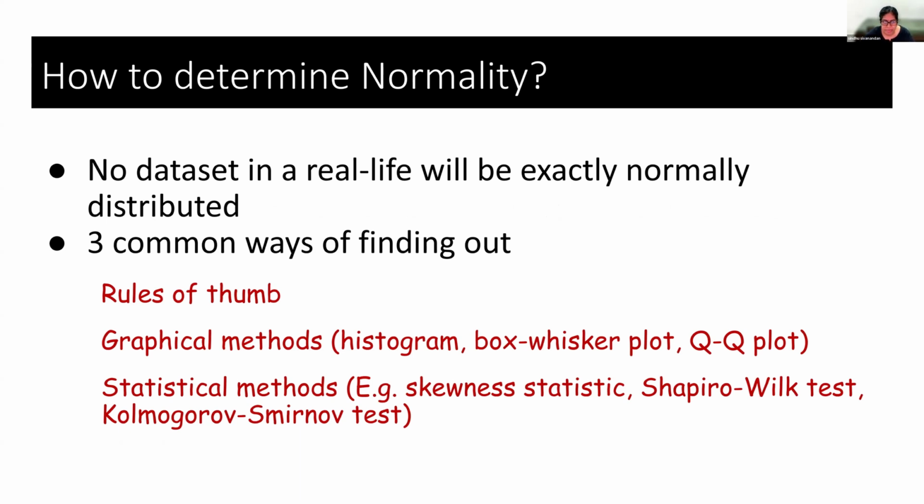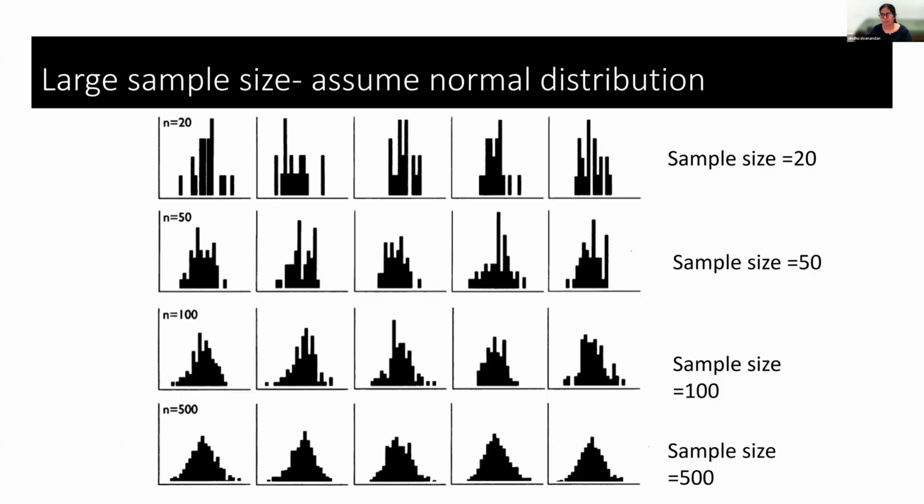So one is a rule of thumb. Second, we can look at some graphical methods. Third, we can have some statistical methods. So one rule of thumb is, when the sample size is large, the data tends to be normally distributed. For example, you have a study with a sample size of just 20. Compare this with a sample size of 500. It can be just weight or it can be just age. When the number becomes higher, it is approximately normally distributed. So a large sample size is likely to be normally distributed.